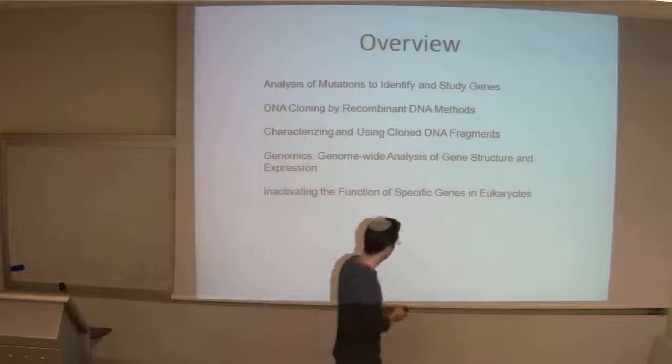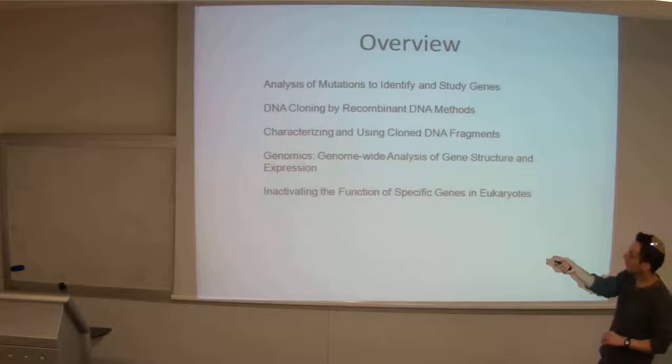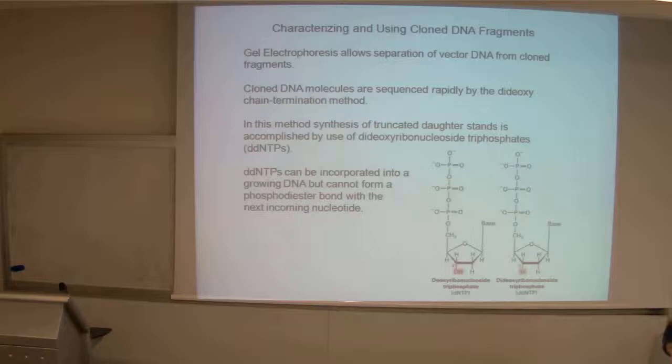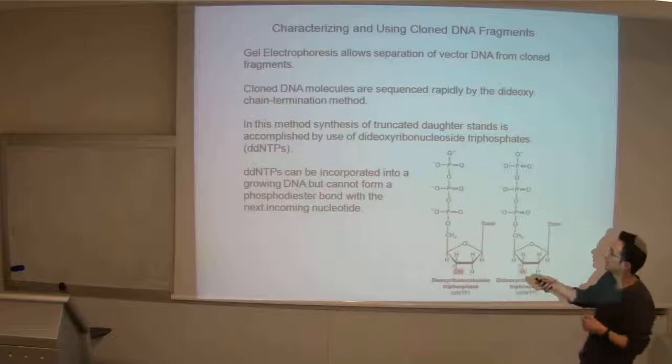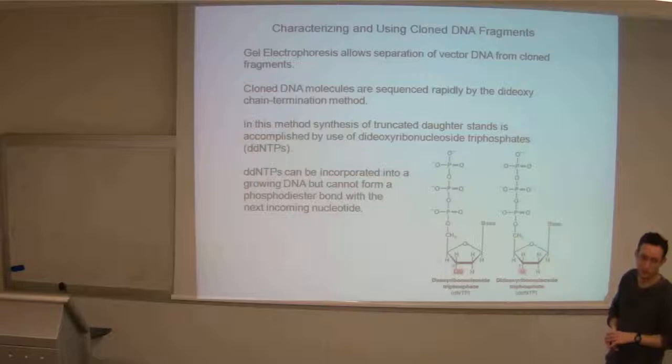This was how we performed DNA cloning by recombinant DNA methods. And we next would like to characterize it and use it for different assays. So we ended the last step with a huge number of plasmids which are composed of the vector molecule and the DNA that we are interested in. And then we can again cleave with a restriction enzyme and run a gel electrophoresis, which will separate the vector DNA from the cloned fragment, and then attain again the isolated DNA fragment.